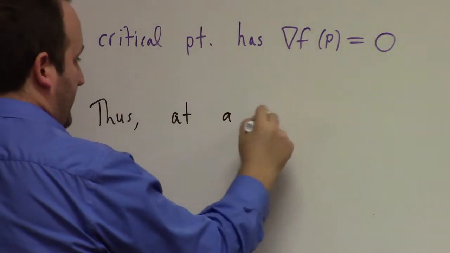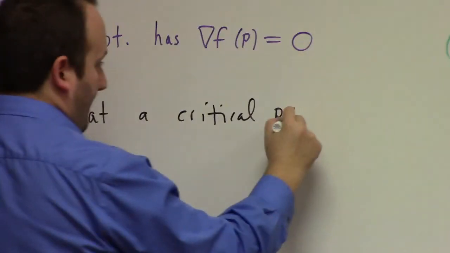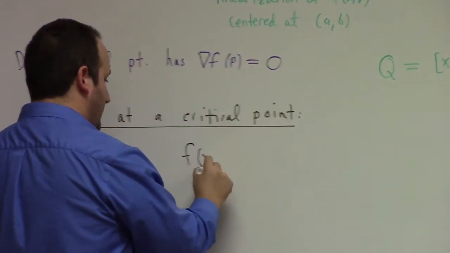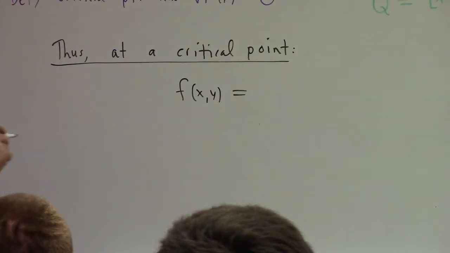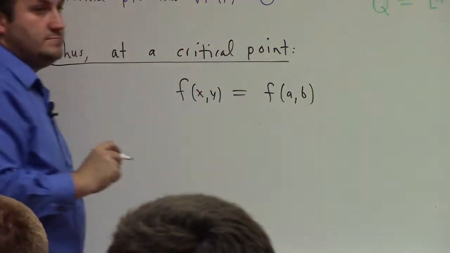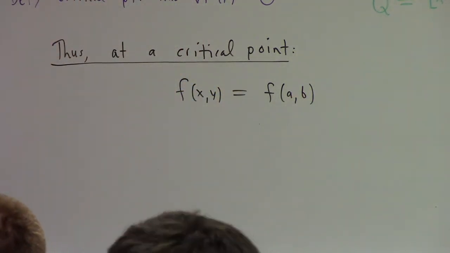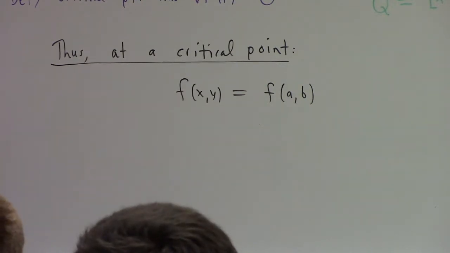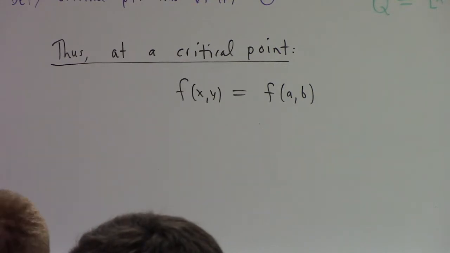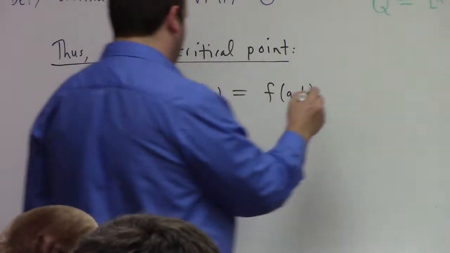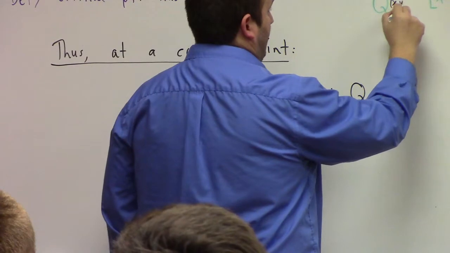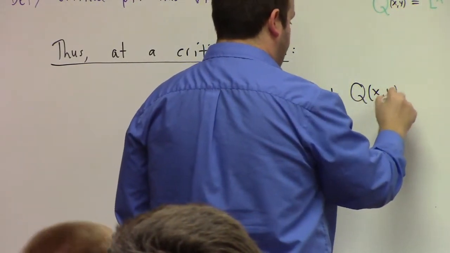At a critical point, what do we have? We have f of x y equals what? f of a, b. And then the fx and the fy terms are not even there. What's the next thing? The Hessian, which I'll just write as Q. So plus Q. Fine, it has an x and a y dependence, whatever. And then plus stuff.